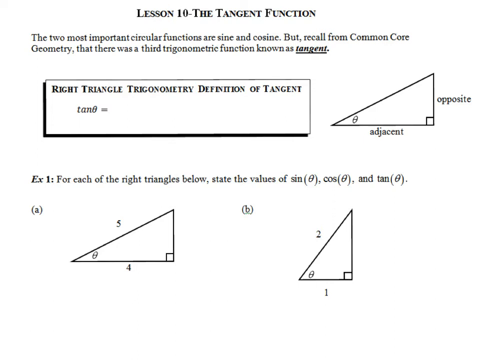We've been working in this whole unit with sine and cosine, but you should recall from geometry that there was a third trig function known as the tangent. So if we look at our right triangle shown in the diagram, you should remember that the tangent of the angle that is designated, in this case this angle right here, is always equal to the opposite side divided by the adjacent side.